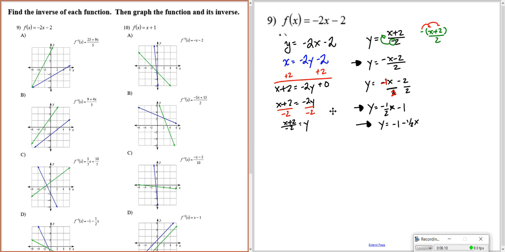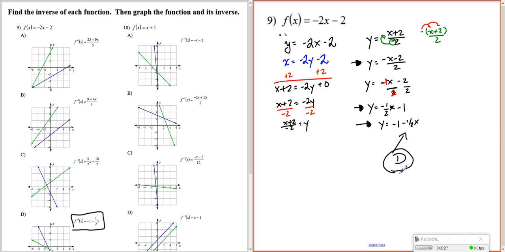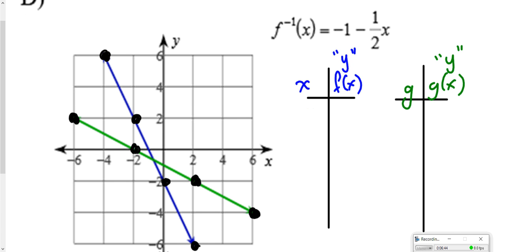Now, if we compare our work to number 9 to what we have over here for our answers for number 9, if we notice that letter choice D is written the same for our inverse. It says negative 1 minus 1/2 x. And that's what we have. Okay. So yes, we could have worked out this problem without even looking at the graph. But now let's look at figuring out why the graph for letter choice D is an inverse.